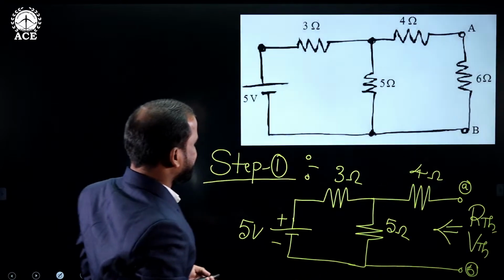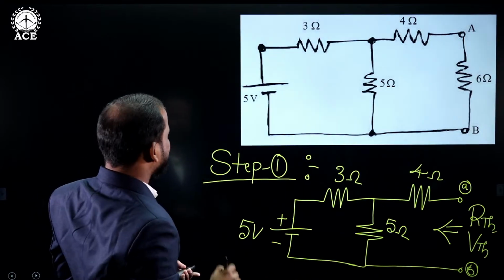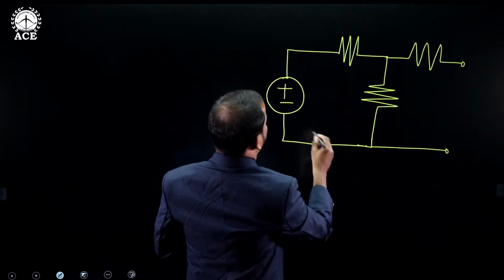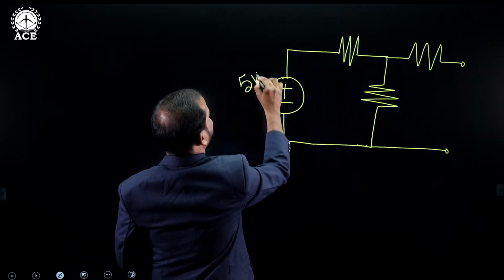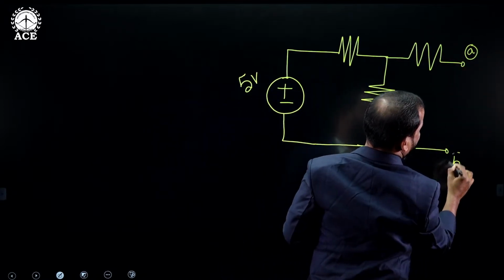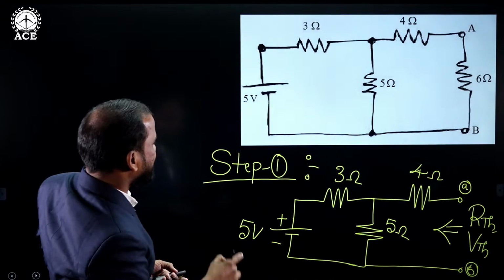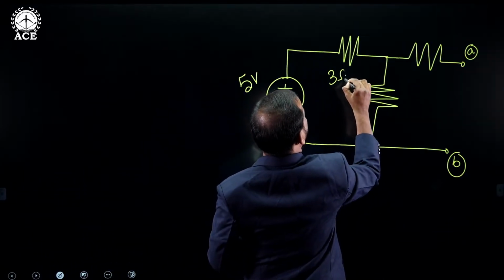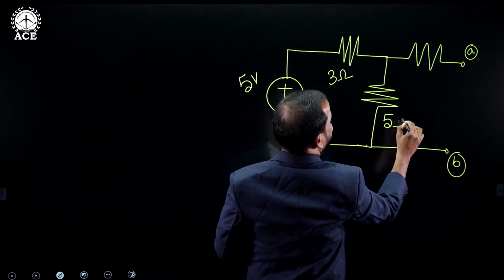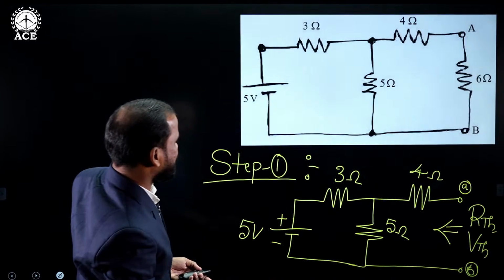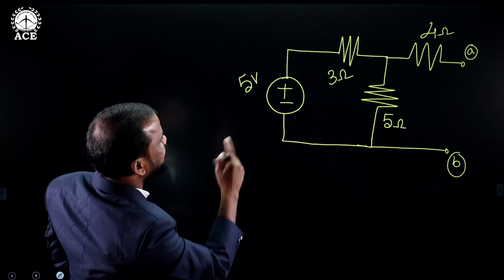Now, is it the same, yes or no? There are 3 resistors and 1 voltage source. This is 5 volts and these are the 2 terminals. This one is 3 ohms, this is 5 ohms and this is 4 ohms. Yes, 3, 5, 4.